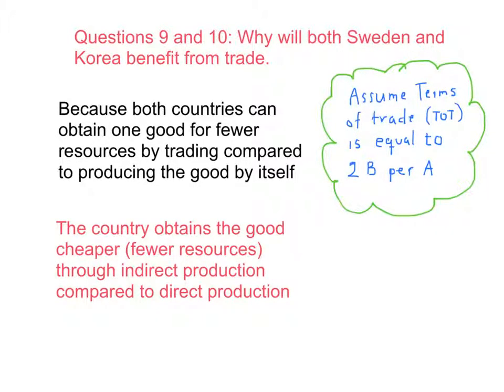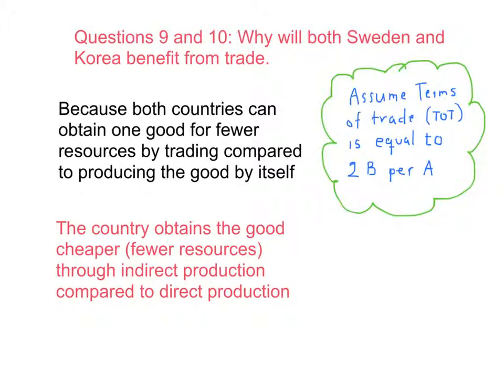The question we have right now is, why will both Sweden and Korea benefit from trade? The best way to look at this question is to figure out if both countries can obtain one of the goods cheaper than if they did it themselves. So here we have a comparison between indirect production versus direct production.